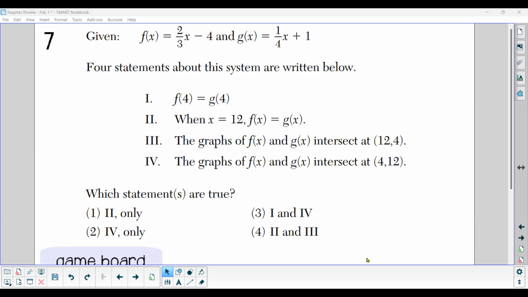In about 60 seconds, I'm going to give you my first hint in case you're not sure how to work out this problem. So try your best, and I'll give you a hint in about 60 seconds.